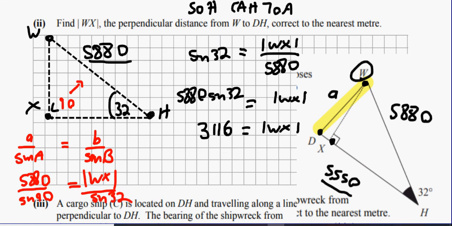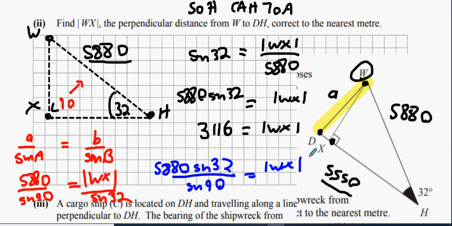Now you want WX on its own, so you just cross multiply up, so you get 5,880 sine 32 divided by sine 90, and you get exactly the same answer. You get 3,116 meters anyway. Okay, you guys? That was the sine rule.